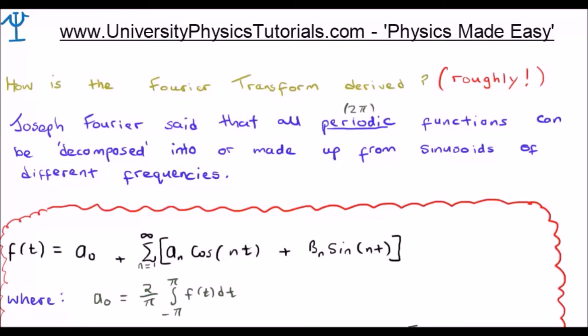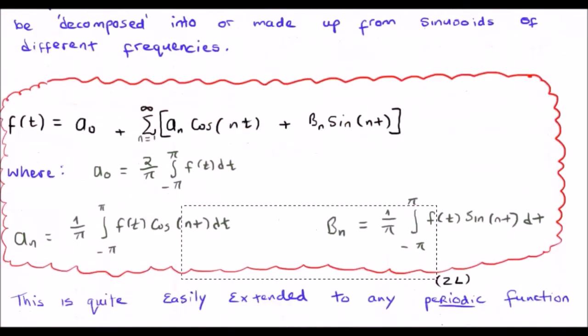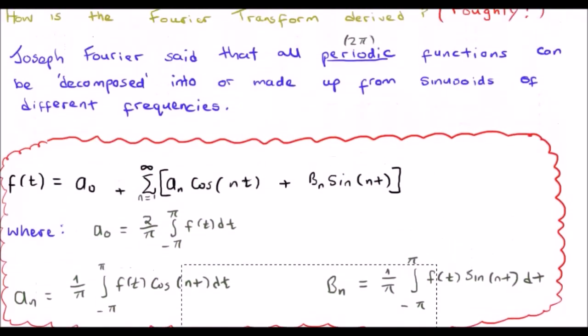I would now like to discuss with you how we would derive the Fourier transform. And I mean this roughly, because I will perform a rigorous derivation in a future video. So Joseph Fourier said that all 2 pi periodic functions can be decomposed or made up from sinusoids of varying frequencies. And we've seen that already. We looked at the square wave. And he said it using the equations which are written at the bottom of your screen.